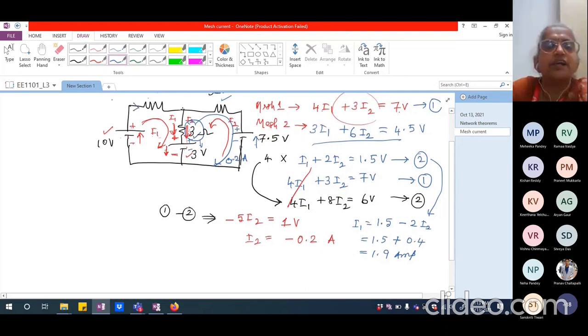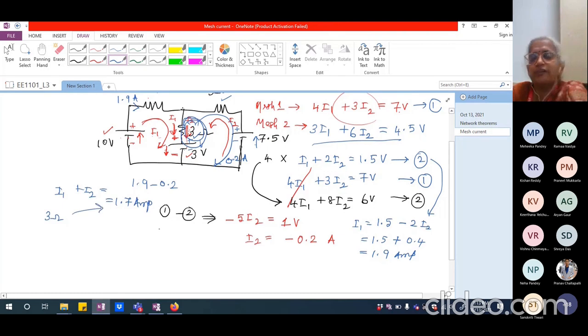So this is actually 1.9 ampere. Whereas what is flowing through this 3 ohm resistance? This 3 ohm resistance is going to be I1 plus I2. That's what we said. So I1 plus I2 is 1.9 minus 0.2, which is 1.7 ampere. So the current through the middle 3 ohm resistance is going to be 1.7 ampere. Is this clear?